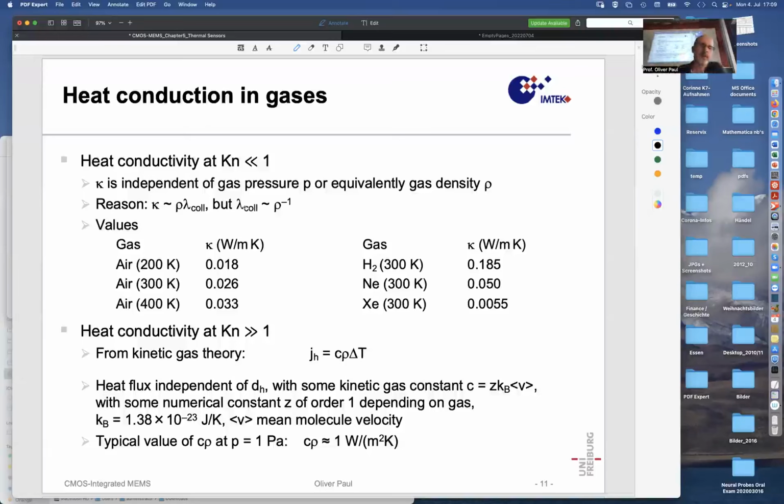And that is very compactly summarized in the fact that the mean free path of these molecules is inversely proportional to the density. But kappa is proportional to the density and proportional to the mean free path. So that's a result of gas kinetic theory. And so this just cancels, and therefore kappa is constant.